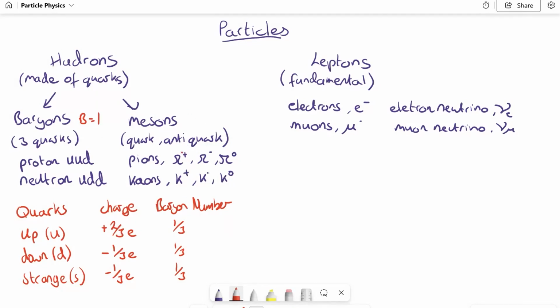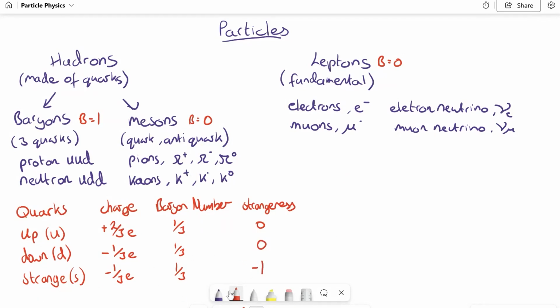For a meson, though, it's a quark and an antiquark. So the antiquark has the opposite quantum numbers. So it would have minus 1/3 baryon number. So the baryon number of a meson would be 0, which kind of seems obvious because it's not a baryon. Same with a lepton, it would have a baryon number of 0 because it's not a baryon. They also have this other strange property called strangeness, and only the strange quark has a strangeness, and the strange quark has a strangeness of -1.